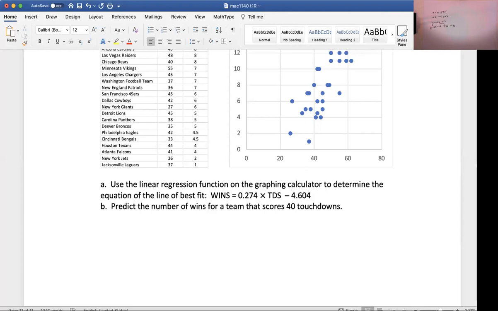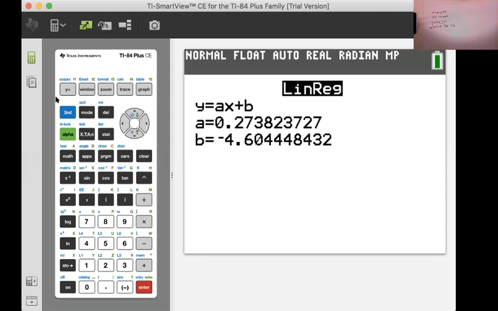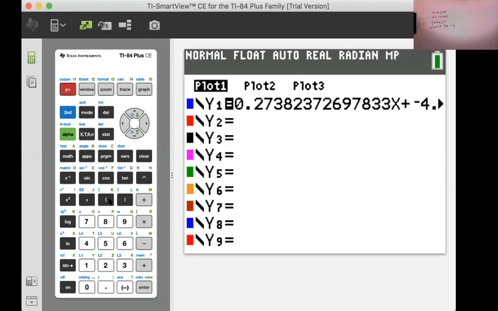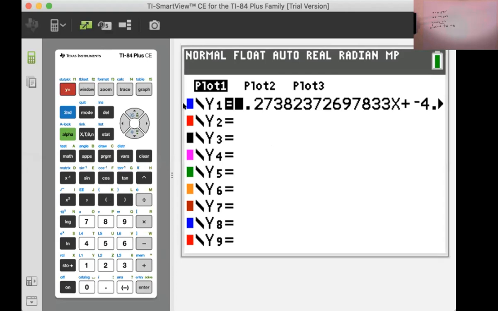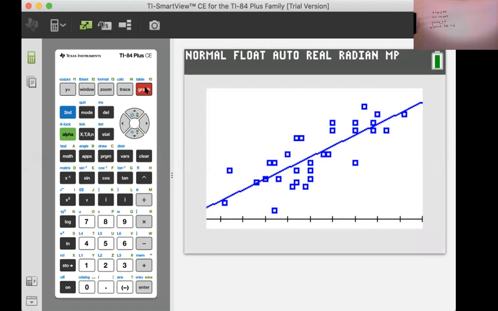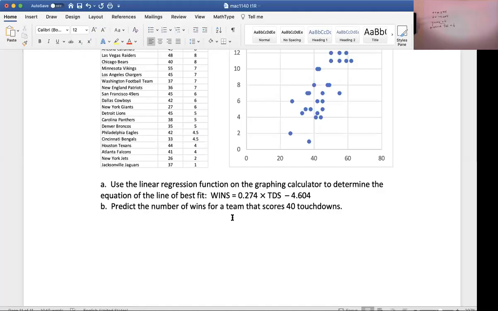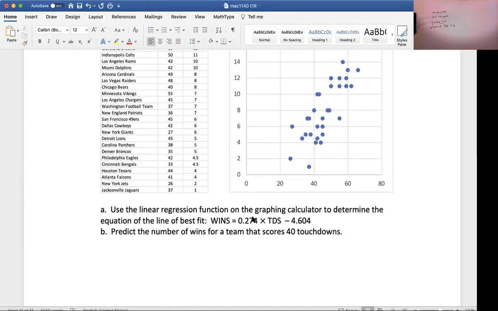Okay, so let's take a look at that graph. Let's go back to the graphing calculator. And you saw that I stored the regression equation there in Y1. And I have my window from before with all of the dots. If I hit graph, there is my line of best fit going through the scatter plot. Very good. And then we have one more question to answer on the paper. What does it say? It says, predict the number of wins for a team that scores 40 touchdowns.